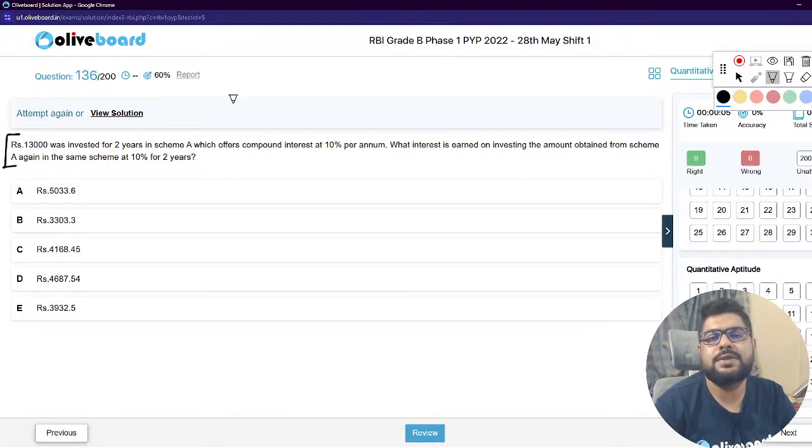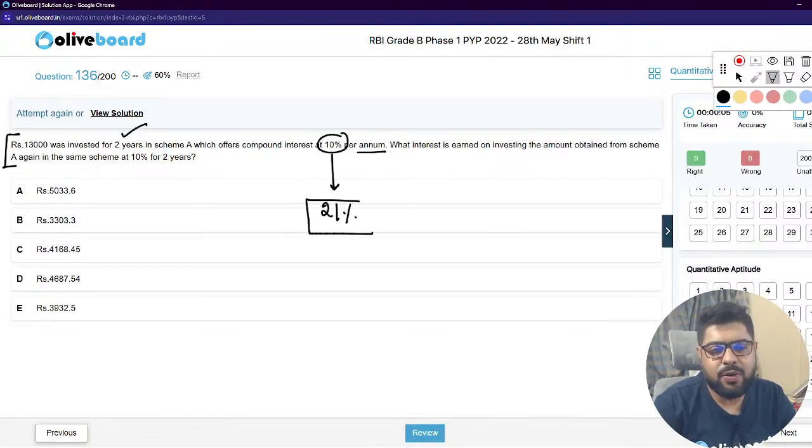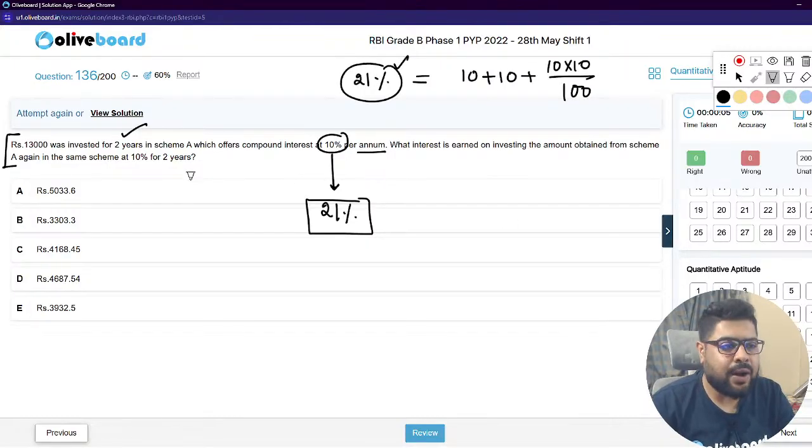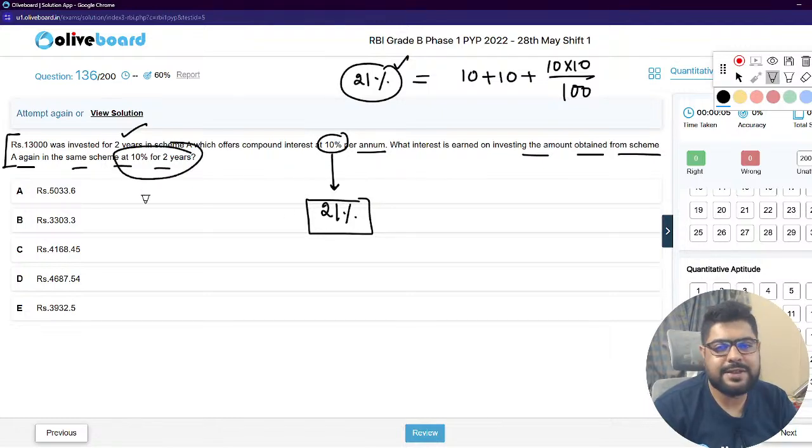Rupees 13,000 was invested for 2 years in scheme A, compounding 10% per annum. So 2 years 10% compounding means 21%. We all know, like if you don't know, it comes using the AB theorem, sir. 10 plus 10 plus 10 into 10 by 100. A plus B plus AB by 100. So this is 21%. Correct, sir? Now what interest is earned on investing the amount obtained from scheme A again in the scheme for again 10%, 2 years? Achha.